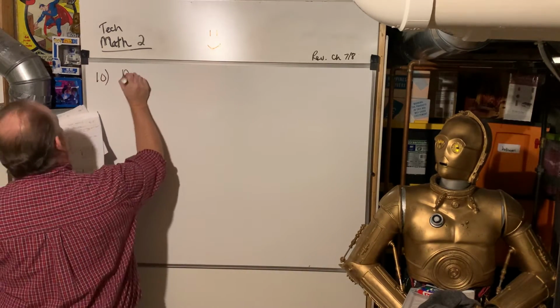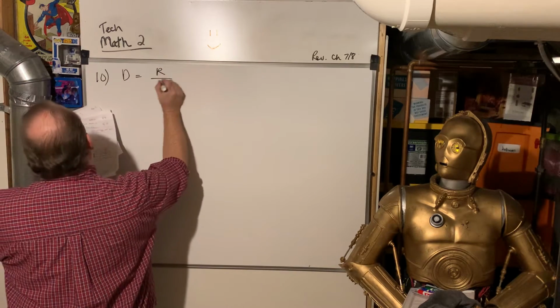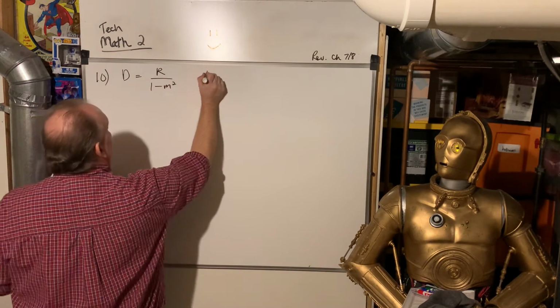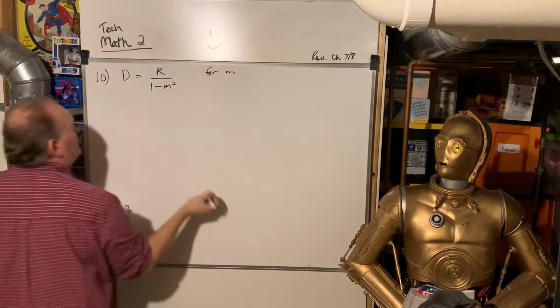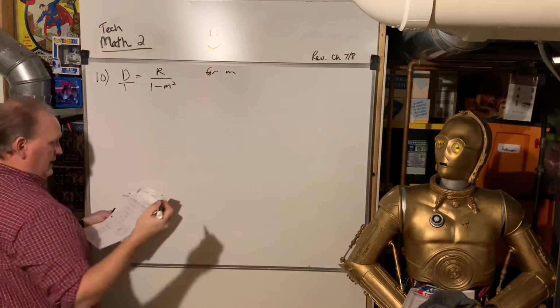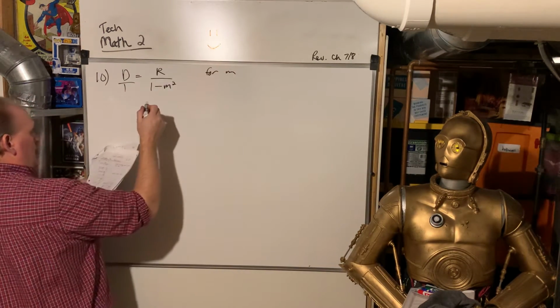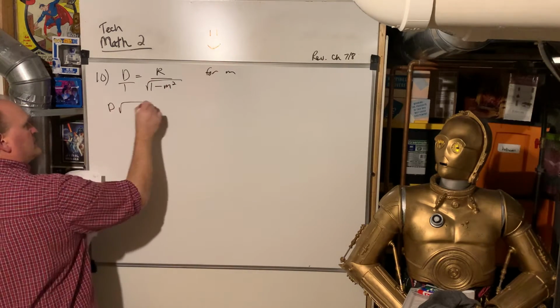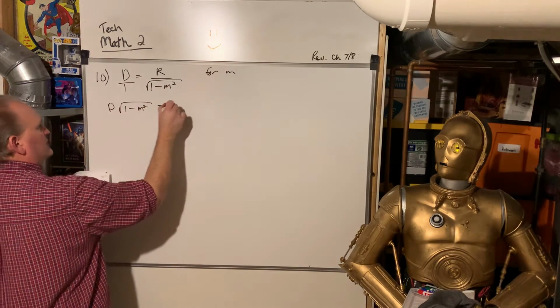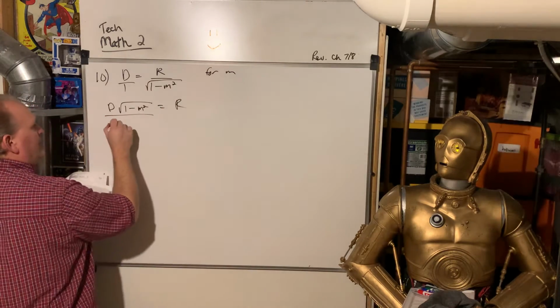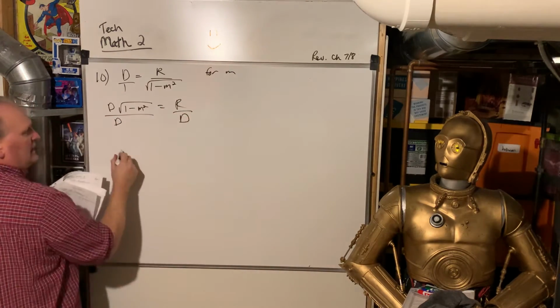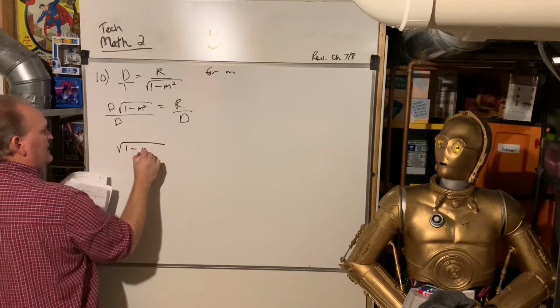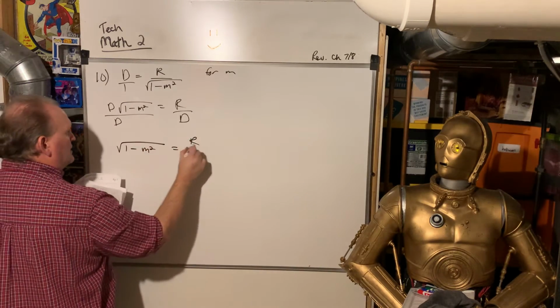Number 10 is d equals r over the square root of 1 minus m squared. They want me to solve for m. So I cross multiply. Oops, wait, I left off a square root. I cross multiply. I got d square root of 1 minus m squared equals r. I divide by d. I've got the square root of 1 minus m squared equals r over d.